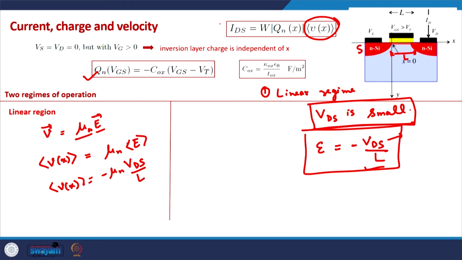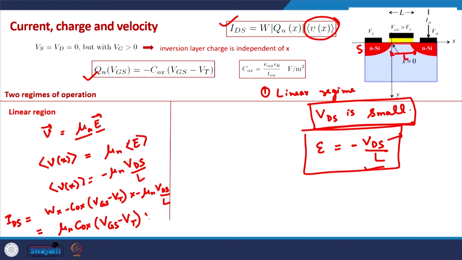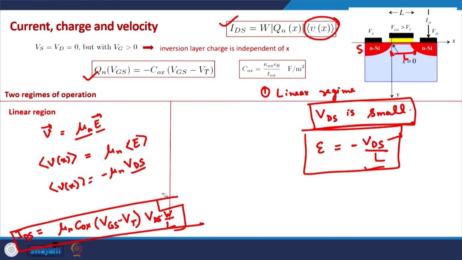So, now the current, from the general expression of the current, IDS is essentially W times minus Cox times VGS minus VT times minus mu n VDS by L. So, this turns out to be mu n Cox VGS minus VT into VDS times W by L. So, this is traditionally how the current is derived in the MOSFET. This is the expression of current in the linear regime.